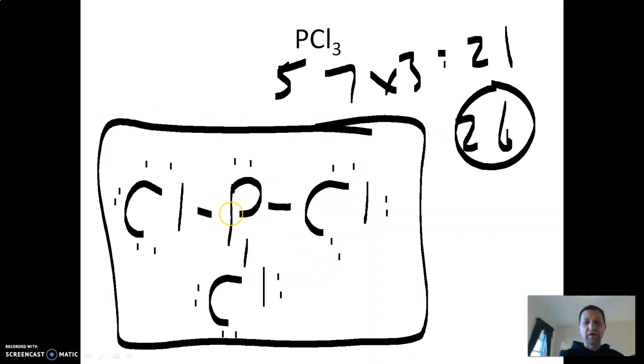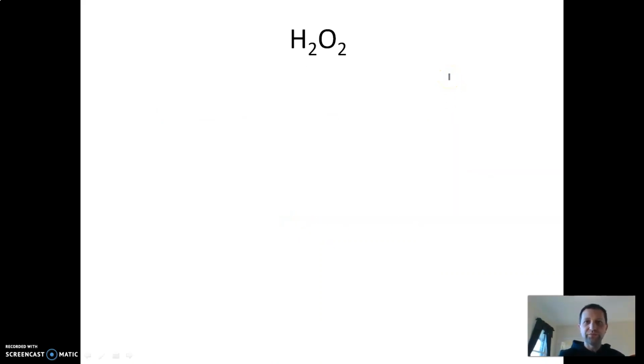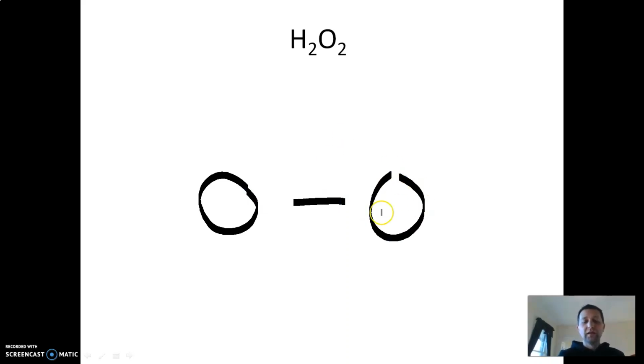Okay, again, this is the wrong shape. This will actually be a pyramidal shape, but we'll cross that bridge when we get to it. Next one, H2O2. Students always get hung up on this one. We're going to put oxygen in the center. Hydrogen will never be in the center, ever, okay? Because it only makes one bond, which we've seen a couple times already. So you have to put that on the outside.